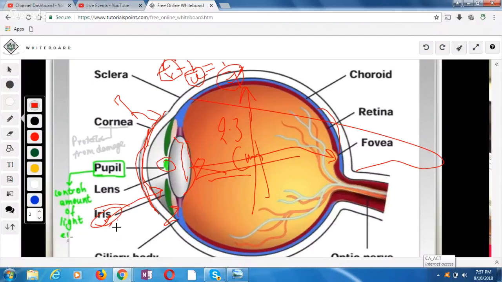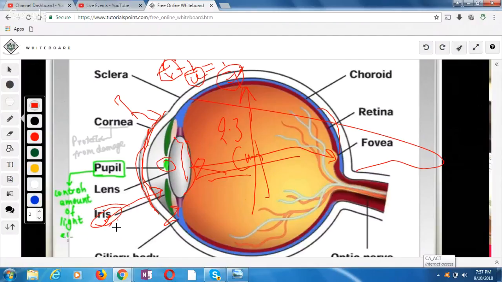Understand the condition when you have to see something very far from your eyes, suppose 100 meters, 200 meters. Generally your eyes are wide open, but when something is very nearby, suppose 30 centimeters or 40 centimeters, then your eye starts contracting.